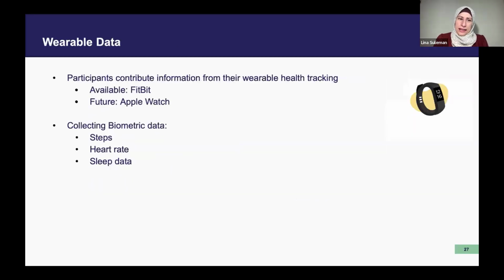We also have the wearable data, or the Fitbit data. So far, we have only Fitbit data, and we're hoping that we're going to get the Apple Watch data for some of those participants. We're collecting anything that is in the Fitbit data. We usually extract this information and provide it for the participants, including steps, heart rate, and sleep data.